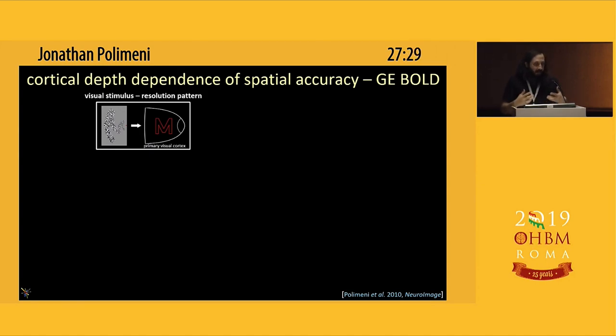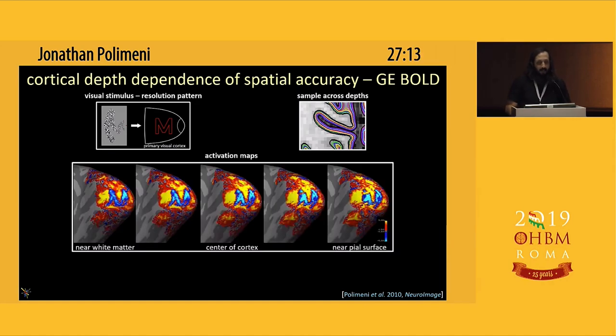Just to demonstrate this analysis technique, we wanted to look at the cortical depth dependence of spatial accuracy, in this case in gradient echo BOLD. So here we designed a visual stimulus that would give us a resolution pattern, a known pattern of neural activation in the primary visual cortex in the shape of this letter M, just for fun. We sampled it across depths, and here are the activation maps that we could see with this cortical depth dependent analysis. So we saw that the spatial pattern of the activation of the letter M was pretty good as we sampled near to the white matter, which is away from those large pial vessels.